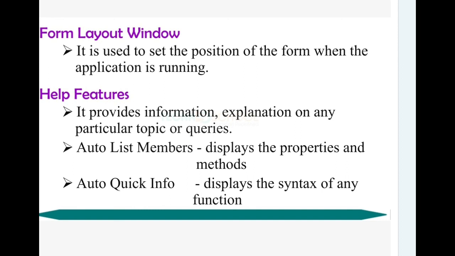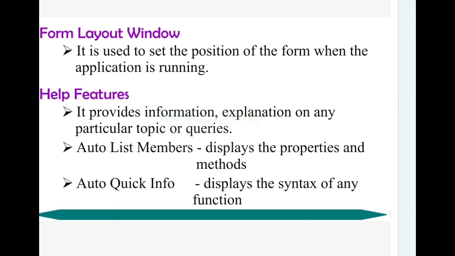And the next thing we are seeing here is auto list members. It displays the properties and the methods. Auto list members means what? Functions. When you place the controls and just enter the name of the control, it will show the names of the corresponding functions of that control.